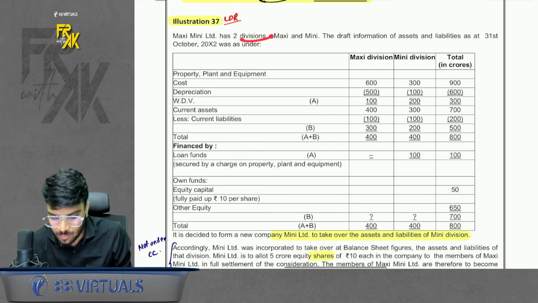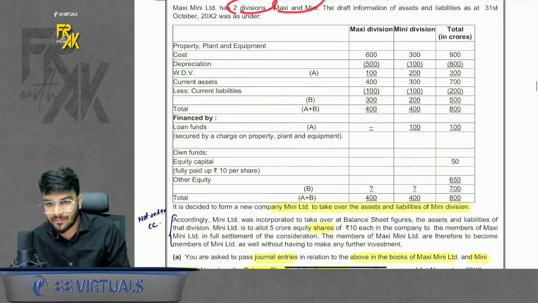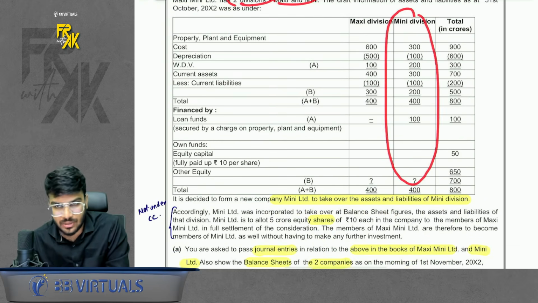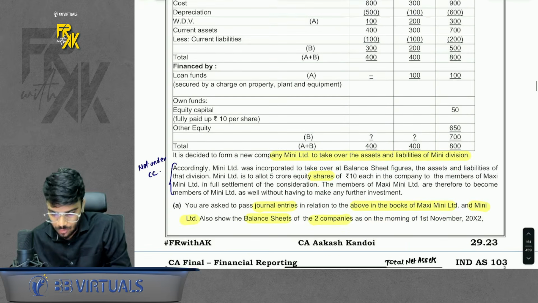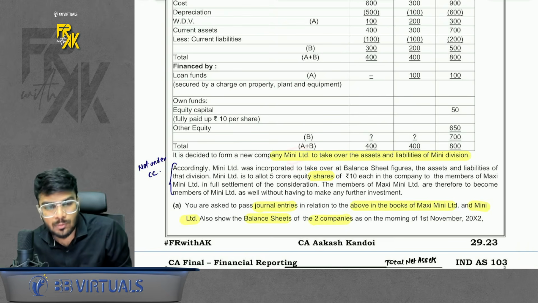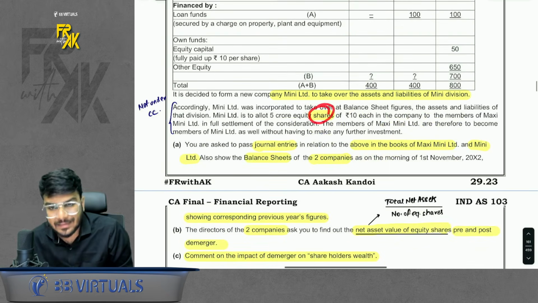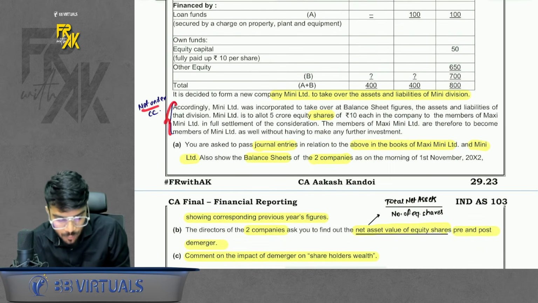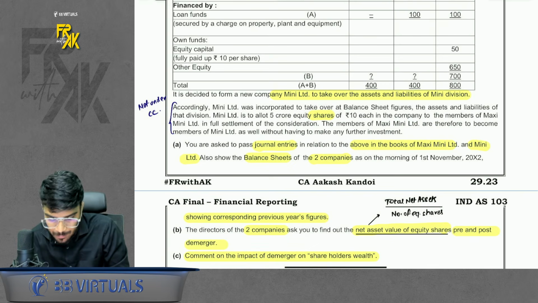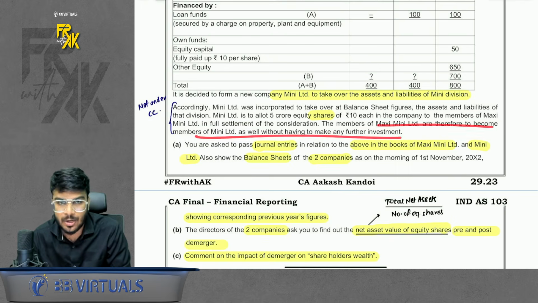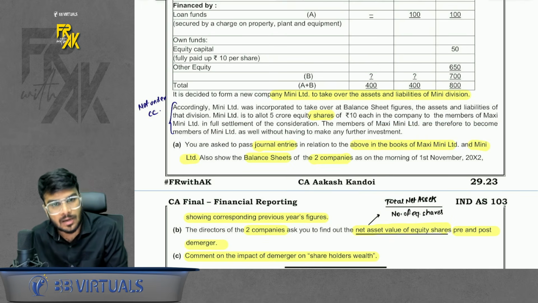Maxi Mini Limited has two divisions, Maxi and Mini. So I'll just simplify this for you. They are removing the Mini division and transferring it to Mini Limited, a new company. In PC, they are giving shares, but there is no info of any major shareholder. So because there is no info of major shareholder, you can assume it to be not under common control.